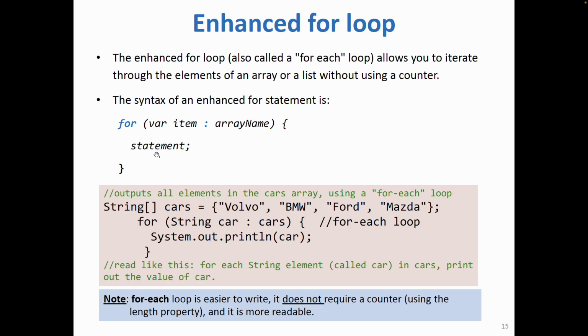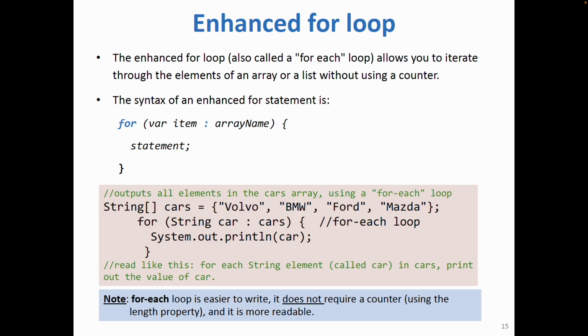We use this only for iterable collections, like arrays or array lists. So if we have a string array, like Volvo, BMW, Ford, Mazda, we say for each string car item in the cars list, do this action. At each iteration, it will pick one of those items in that array and run the statement, and that item will be kept in this car variable. So basically it will print all 4 items in that list.